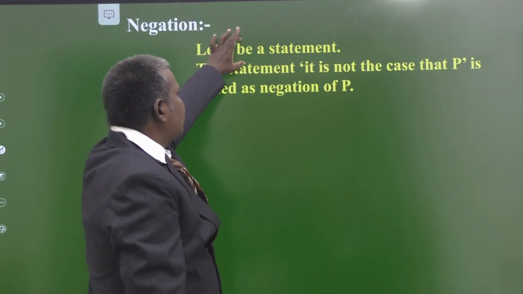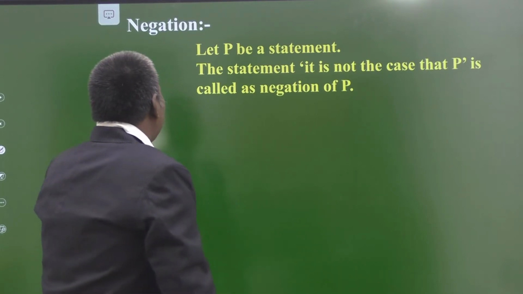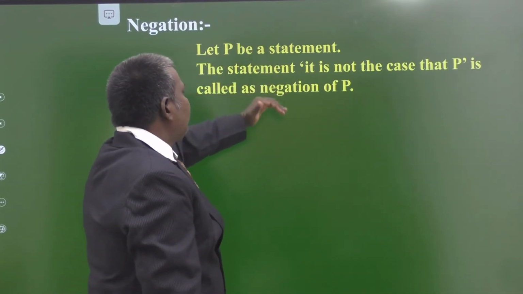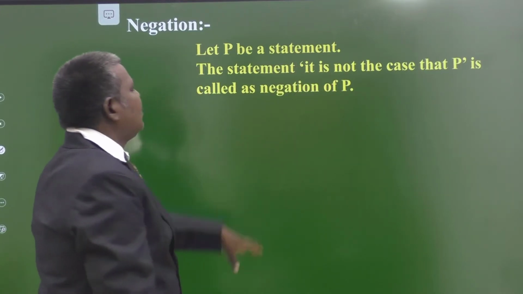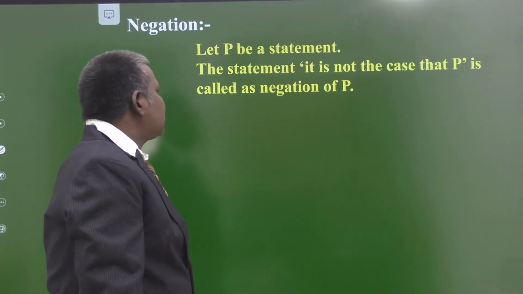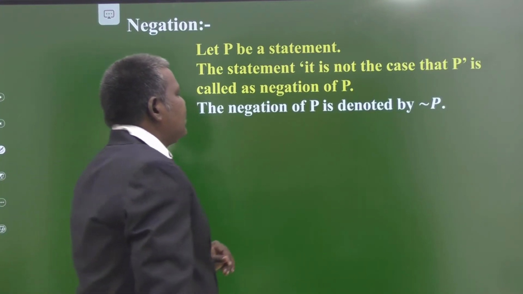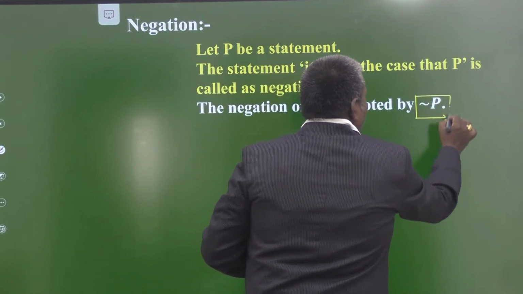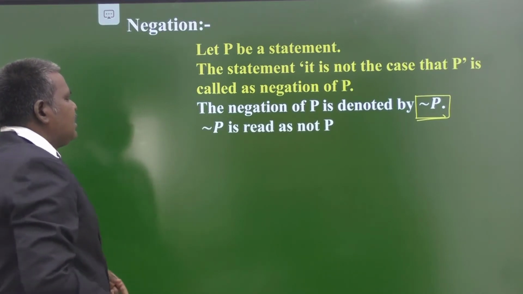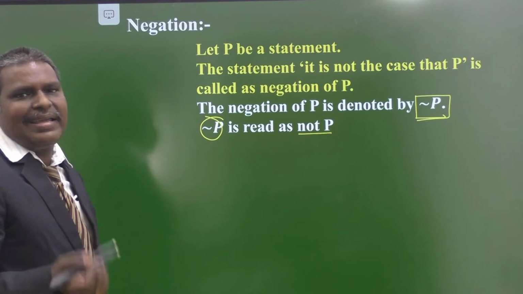So some statement is there. If you add not to that statement, it gives the negation, the negative sense of the statement. So I am reading it as: the statement "it is not the case that P" is called the negation of P. The negation of P is denoted by this symbol. Negation of P is read as not P. Sometimes we read it as negation of P, not P or negation of P.